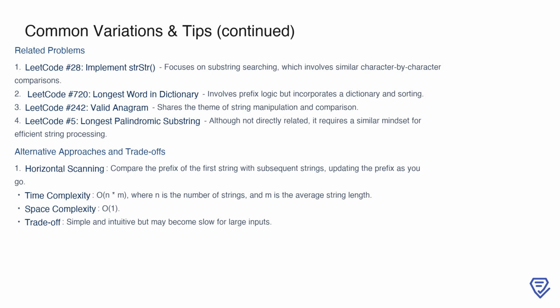Now, when it comes to alternative approaches to solving the longest common prefix problem, one of the most common is horizontal scanning. This method involves comparing the prefix of the first string with subsequent strings and updating the prefix as you go. It has a time complexity of n*m, where n is the number of strings and m is the average string length, and it uses one additional space. While this approach is simple and intuitive, it may become slow if the number of strings or their length increases significantly. Understanding these related problems and approaches can help you build a broader toolkit for solving similar challenges.